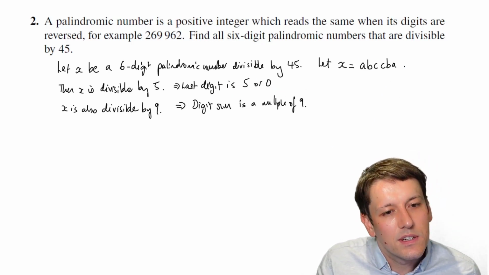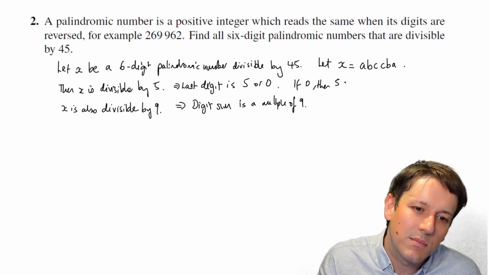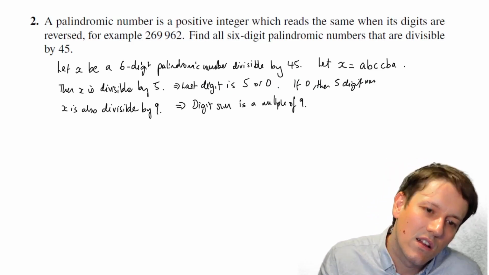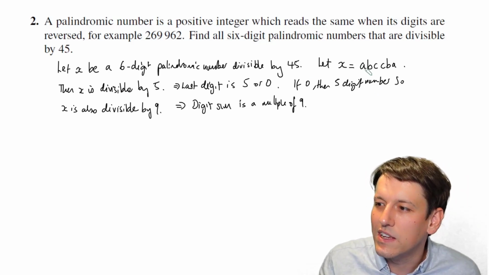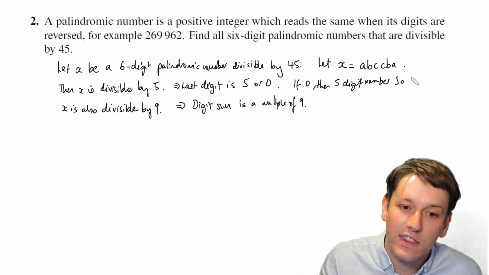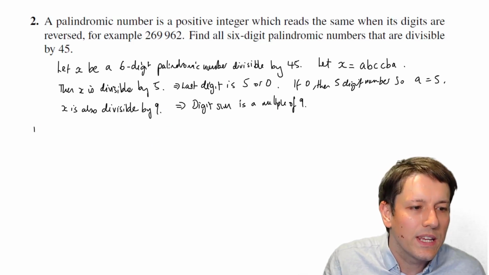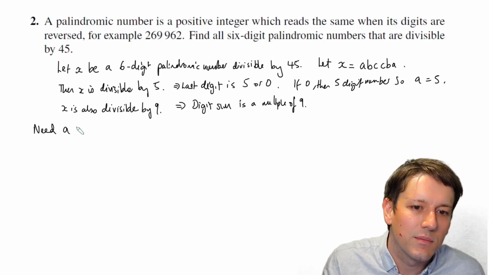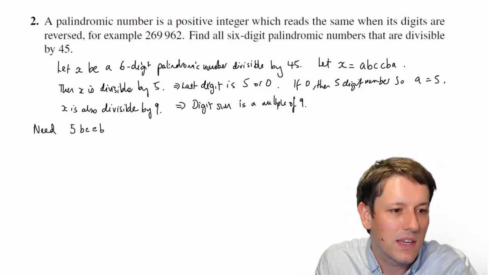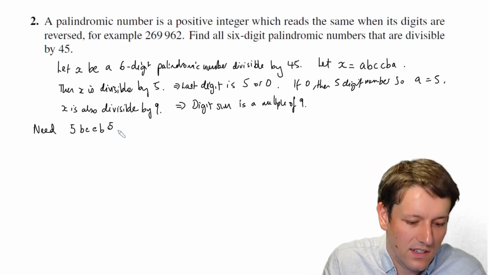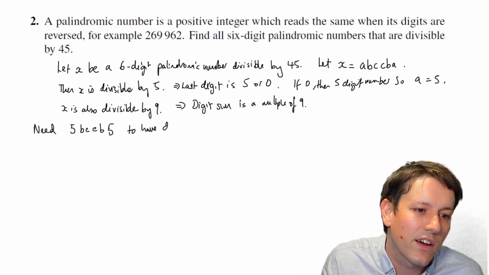If the last digit is 0, then it's a 5-digit number, so actually the only option for it to be divisible by 5 is for it to end in 5, and that means that in this number, A is equal to 5. So what we need is that this number, ABCCBA, which is now 5BCCB5, has a digit sum which is a multiple of 9.